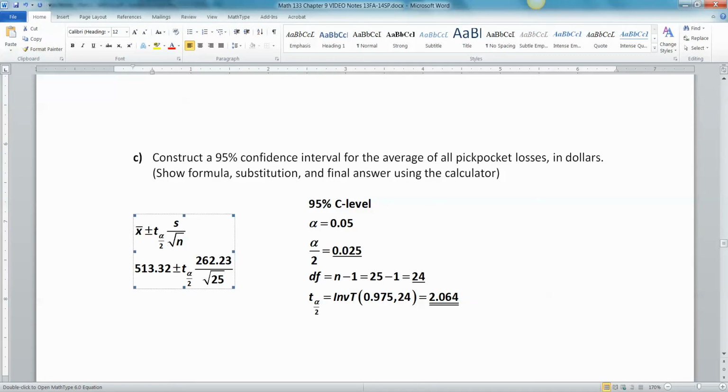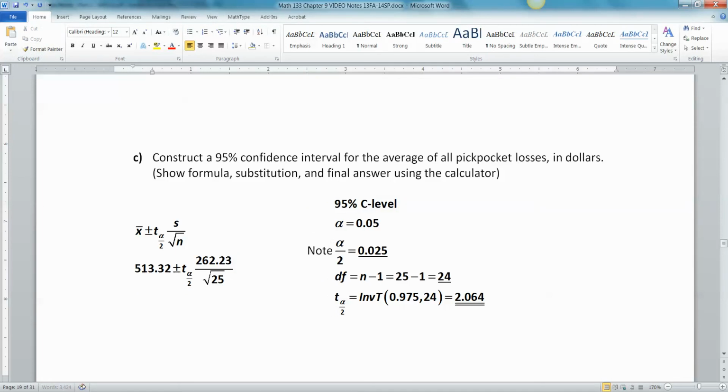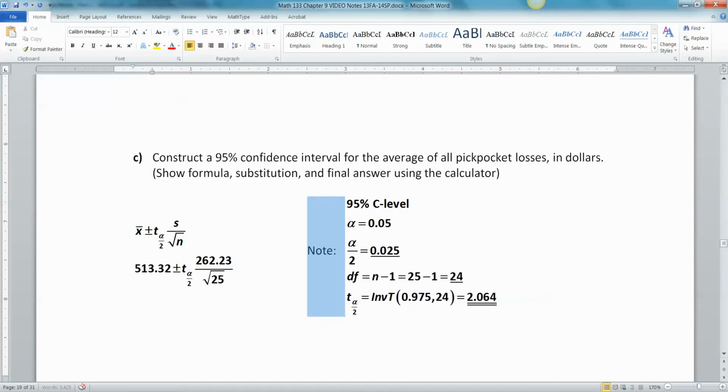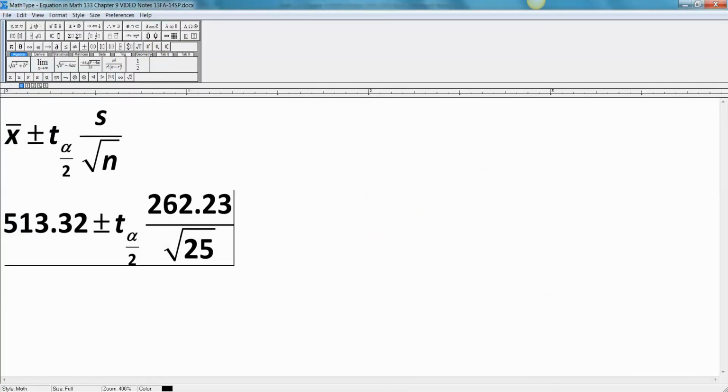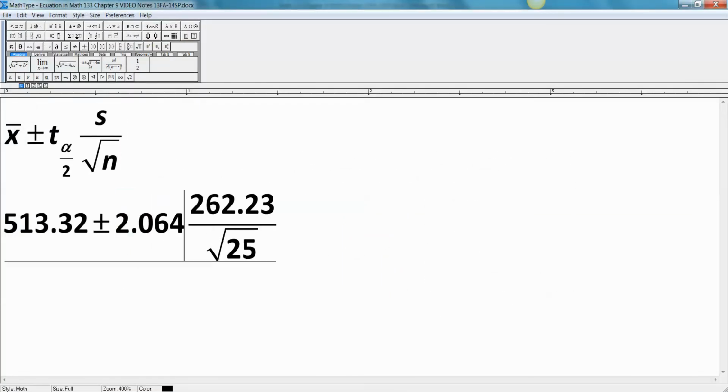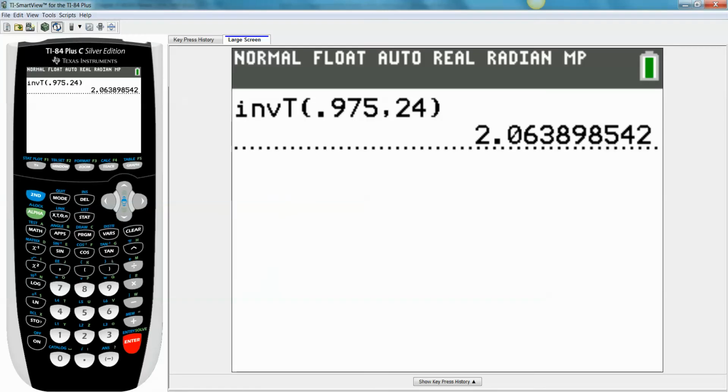Okay, so going back to our formula, this is kind of a note over here. We need to figure out kind of on the side what our T is. So now we go back here and we put 2.064 right here. Now our result is such a mess to do this way. If we could just have the calculator do the work for us, that would be great.